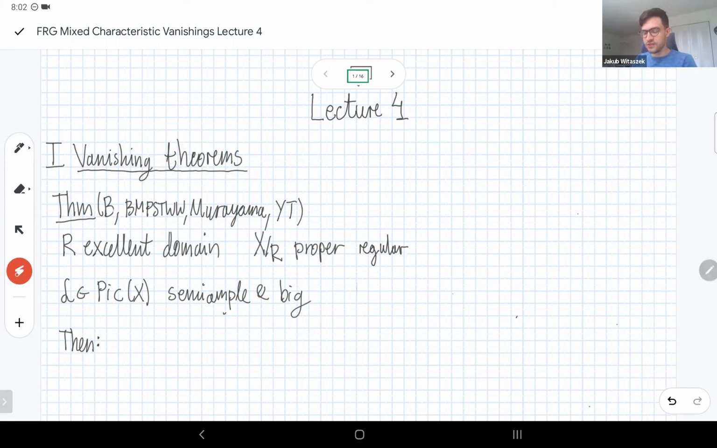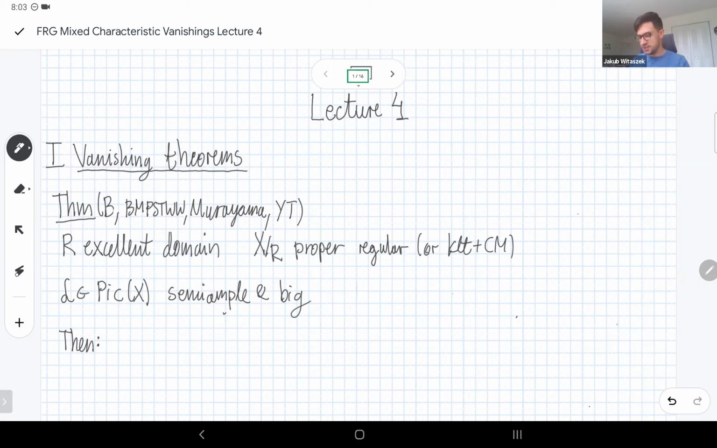So let me start with recalling the vanishing theorems. I'm going to state a variant thereof, as stated in the Yoshikawa-Takamatsu paper, as Shaw explained last time. And this follows from the result of Bhargav Bhatt and maybe a slightly more general form thereof from the seven authors paper, and Kodaira vanishing in characteristic 0, which in this generality is known due to the recent work of Takumi Murayama. So R is an excellent domain, and X over R is a proper regular scheme. I mean, you can also assume it is KLT plus Cohen-Macaulay. Let me just focus on the regular case. I'm going to pick a line bundle, which is ample, or maybe more generally, semi-ample and big.